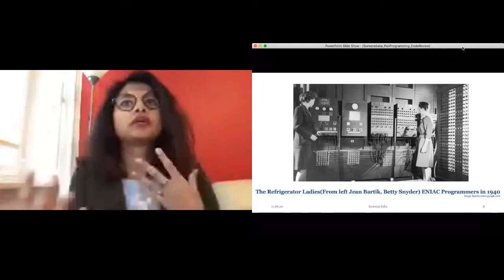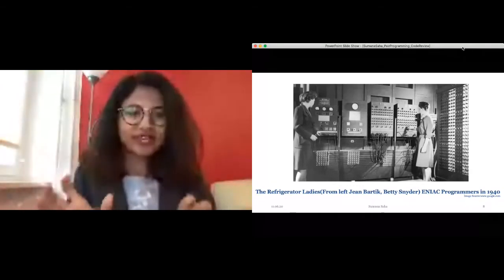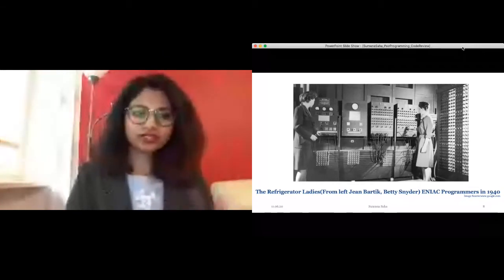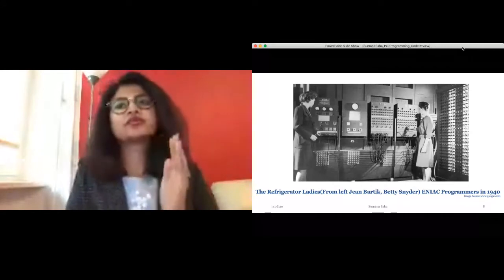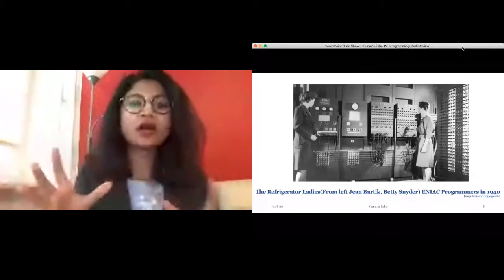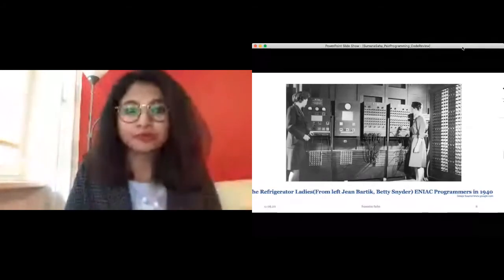They developed this particular computer and a lot of other features. They are called refrigerator ladies because they actually developed a refrigerator back then, and they are really famous for that. From the left, I can tell that one lady is called Jean Bartik, and on the right is Betty Snyder. These two were really famous when this particular ENIAC programming team was on.